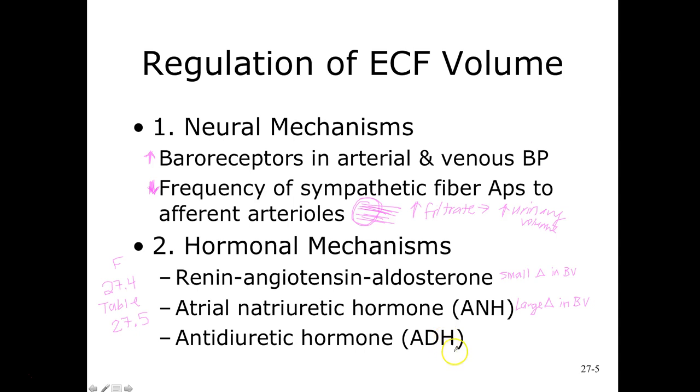And then the last one that's left is ADH. We've talked extensively about this too. It is going to help to regulate our extracellular volume through large changes in blood pressure. Okay, and these are going to be changes of like 5 to 10% in our blood pressure.